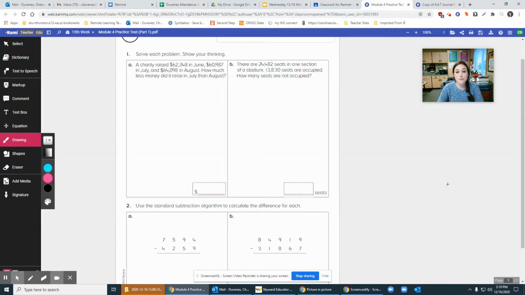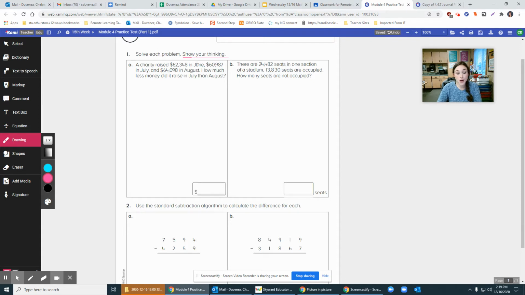Hi class, I'm going to go over the Module 4 practice test for part 1 for your test that you're going to be taking, as well as a couple of the word problems from your assignment yesterday that a lot of students struggled on. So the first thing you do is read the directions, solve each problem, show your thinking, okay? So make sure to do that on your practice test.